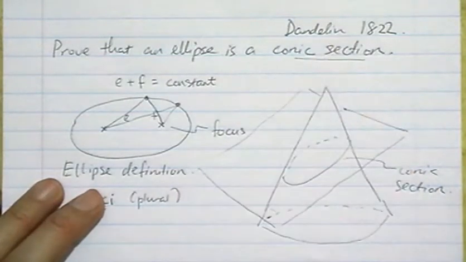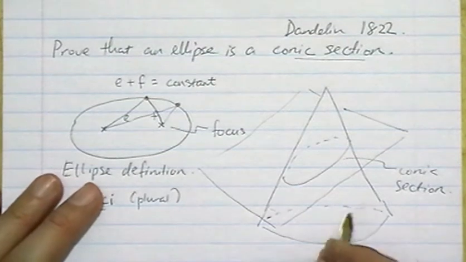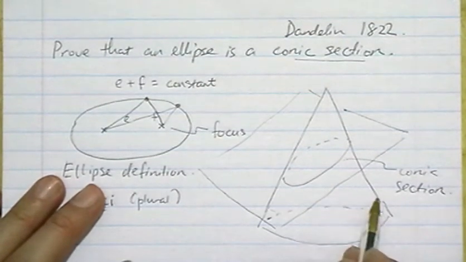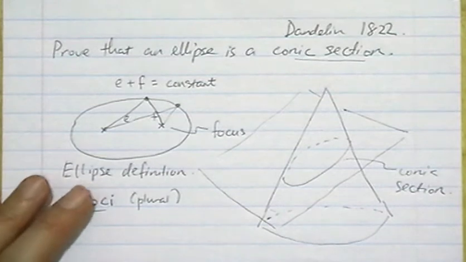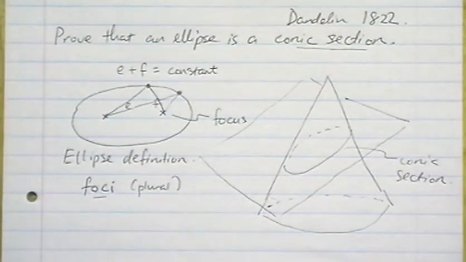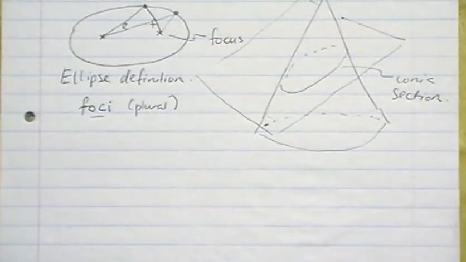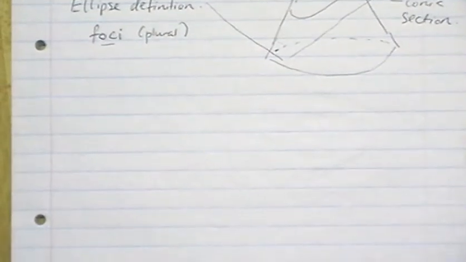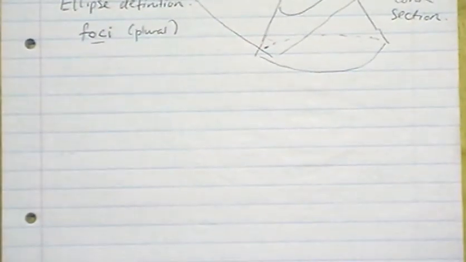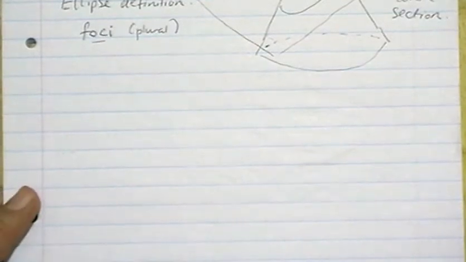So I shall describe Dandelin's method in a moment. Before that, we need a little bit of preparation, because this method requires some geometry in 3 dimensions, which is always a bit tricky. Now the main piece of geometry that we shall need is this.